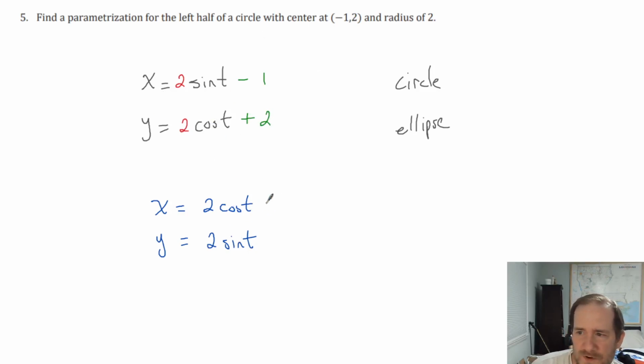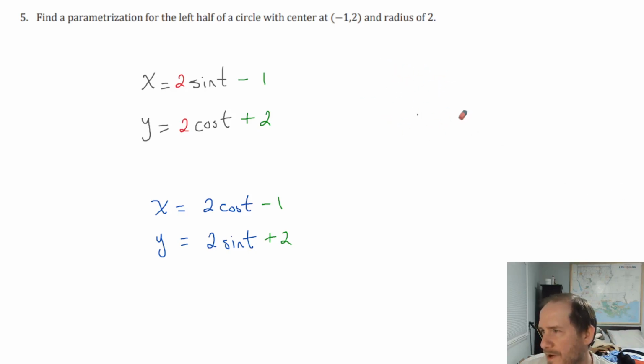Now if I switch the functions, I don't switch what's what. The -1 is still attached to the x. You still want to take 1 away from x to go left, and you still want to add 2 to y to go up. So both of these sets of parametric equations parameterize the circle that is centered at -1, 2 with a radius of 2. So at the moment, these are both acceptable answers. They said we only wanted the left half though. So how would I make that happen for both of these parameterizations?